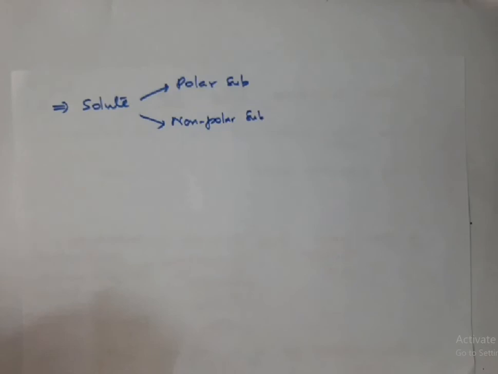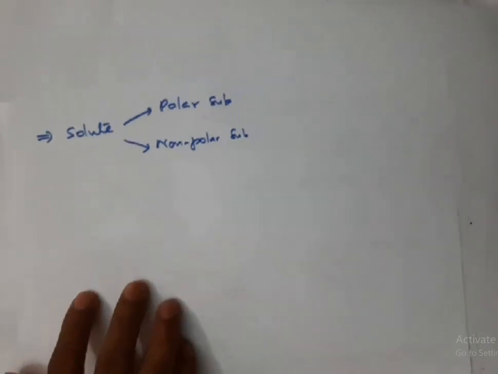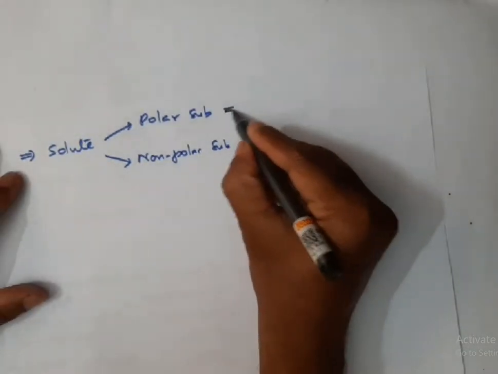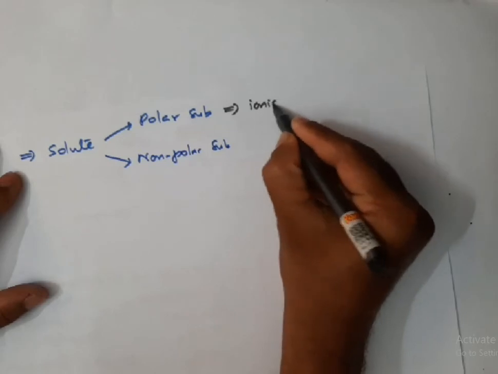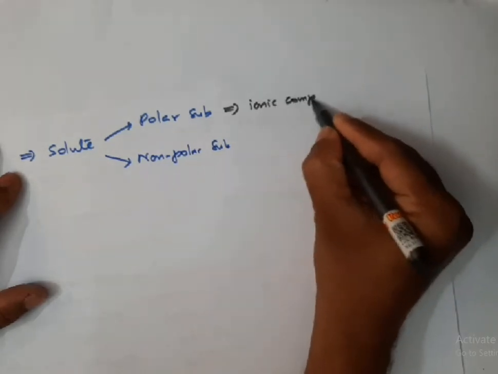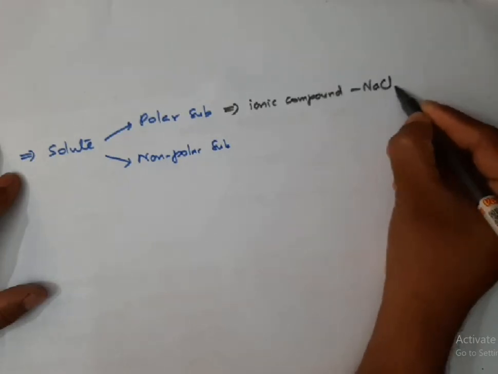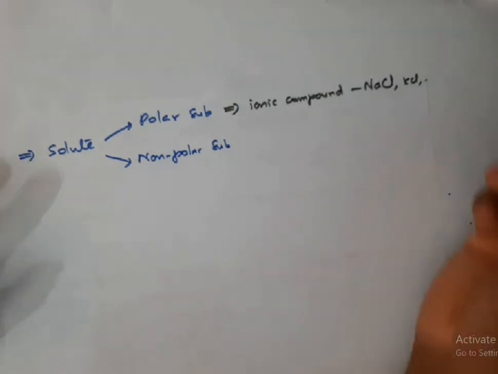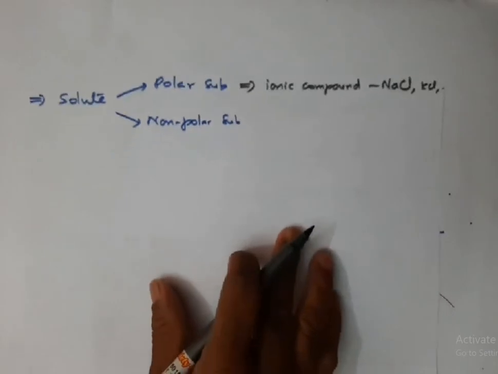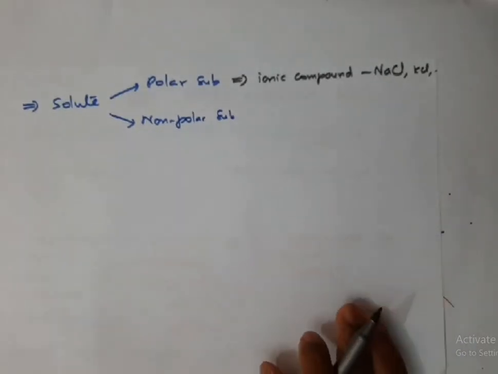Okay. Usually ionic compounds, students, observe carefully. Ionic compounds: sodium chloride, potassium chloride, right? I am giving some examples here. See, sodium chloride, potassium chloride, etc. These are all examples of a few ionic compounds.